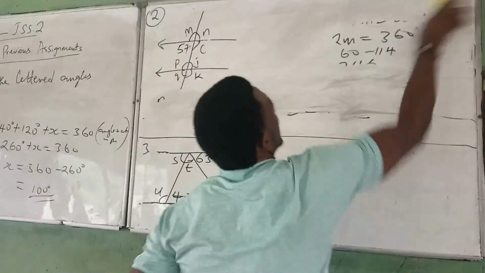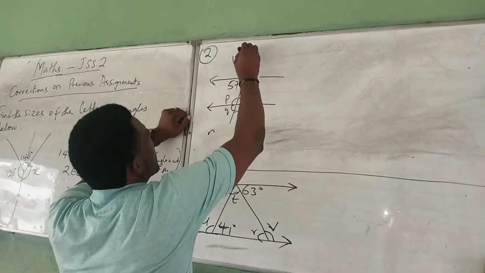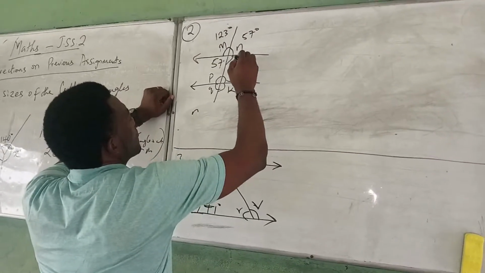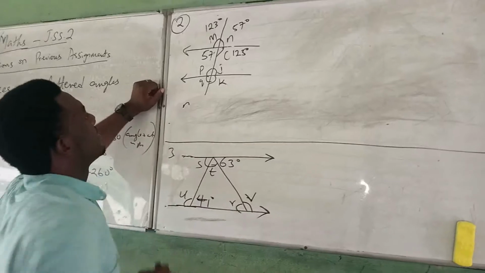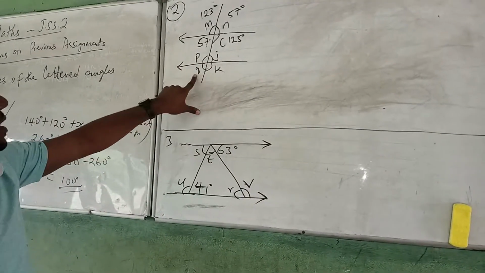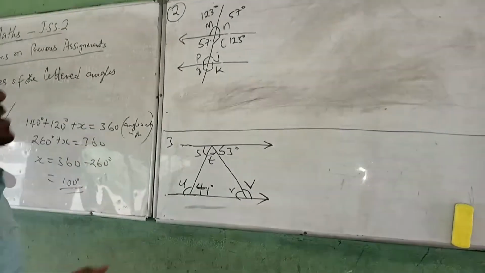Now we have M equals 123 from what we saw so far. This one equals 57 degrees. This one equals 123 degrees. Now we are looking for P, J, K, and Q. How do we find them?